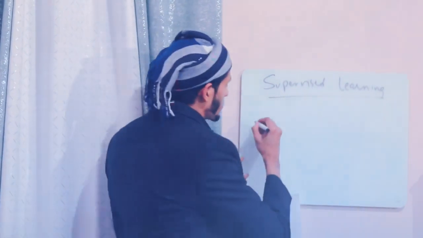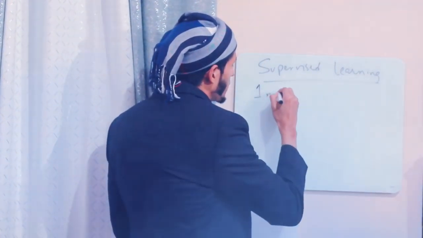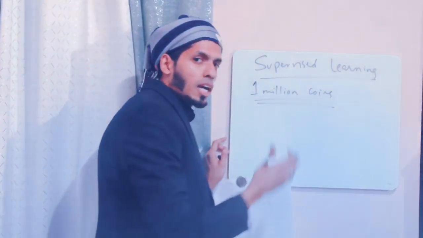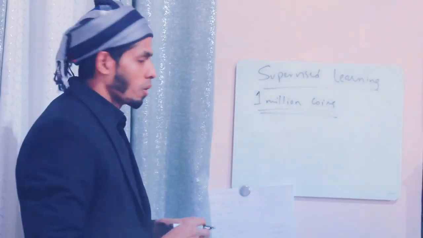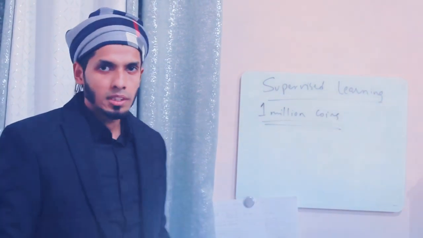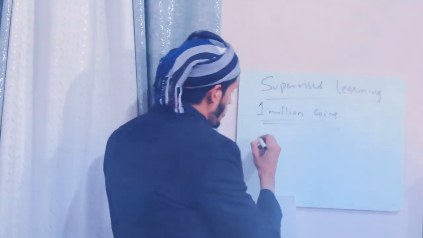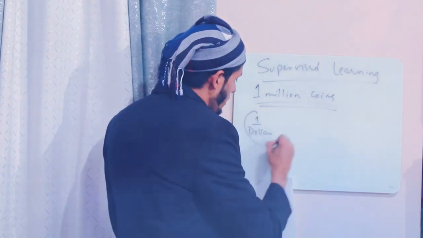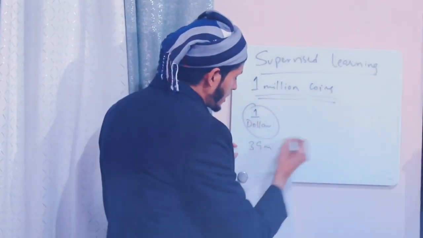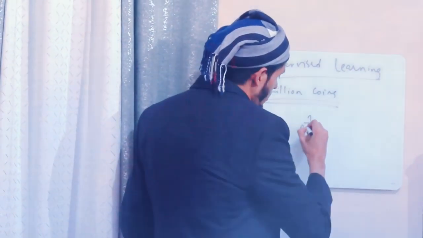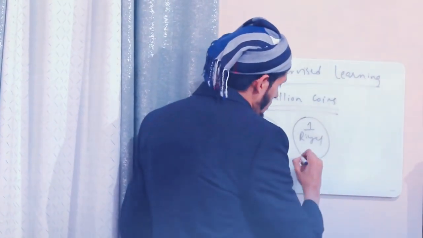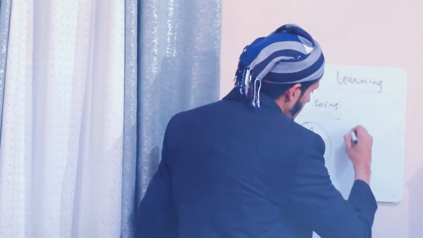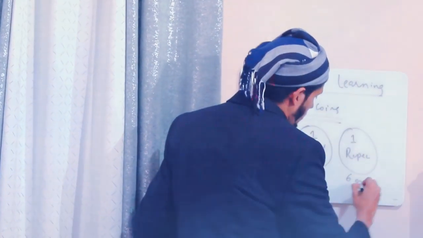So let's consider coins. Let's say there are 1 million coins we give to the machine, and we give the machine a task to differentiate between the different coins in those 1 million coins. One type of coin is a dollar coin, which is, let's say, 3 grams, and then there is 1 real which is 5 grams, and then there is a 1 rupee which is 6 grams.